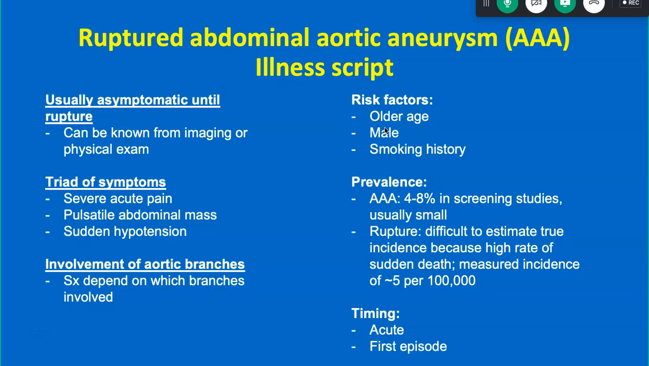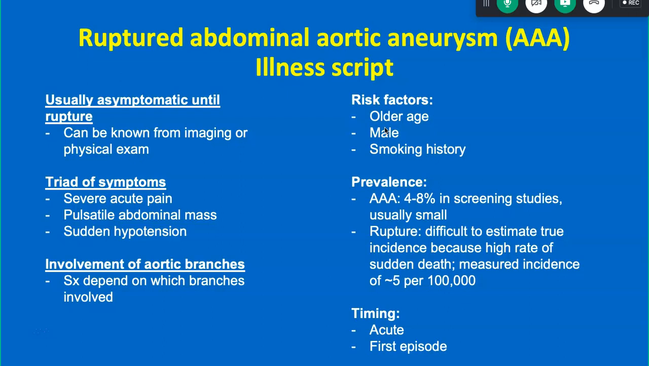Next is a ruptured abdominal aortic aneurysm, very life-threatening, which is why some patients can be screened for abdominal aortic aneurysms. They're usually asymptomatic, which is why they need to be screened for. So a patient might know that they have one, they might not know that they have one. The triad of symptoms with a ruptured AAA is going to be severe acute pain associated with a pulsatile abdominal mass and sudden hypotension.